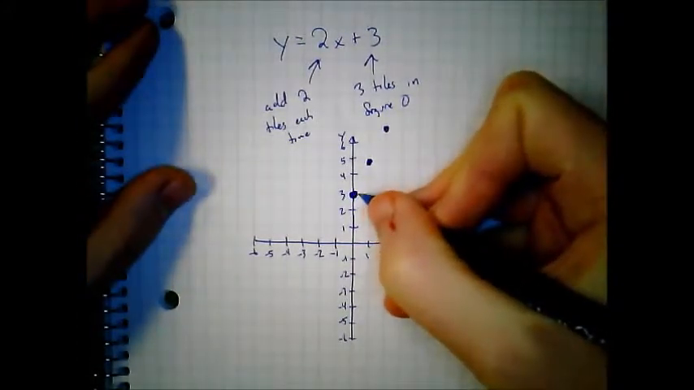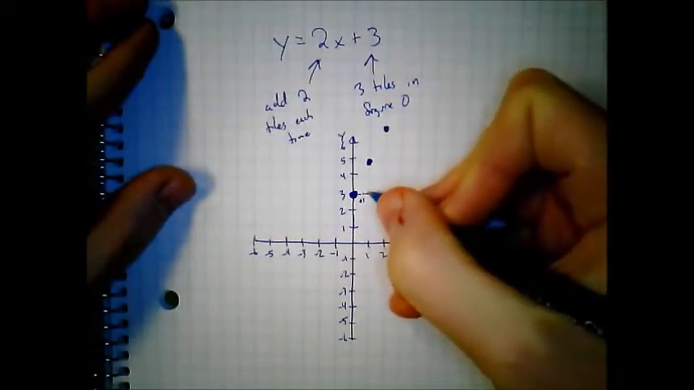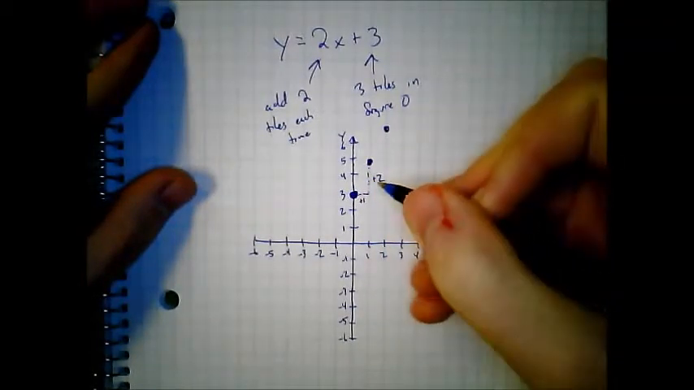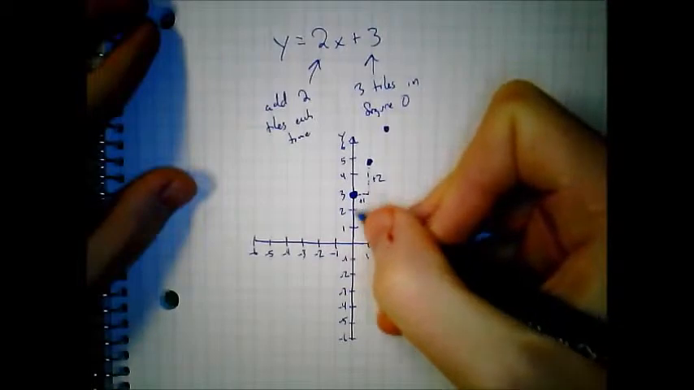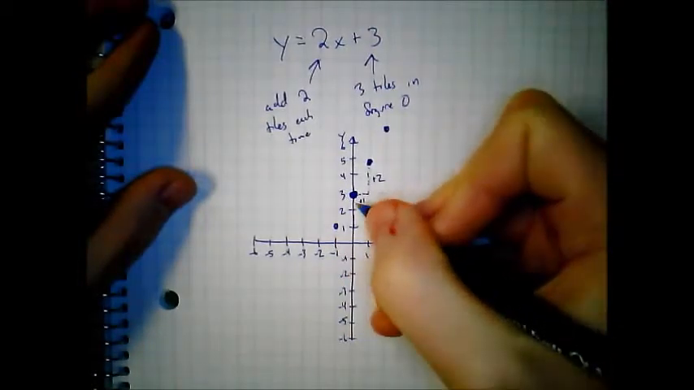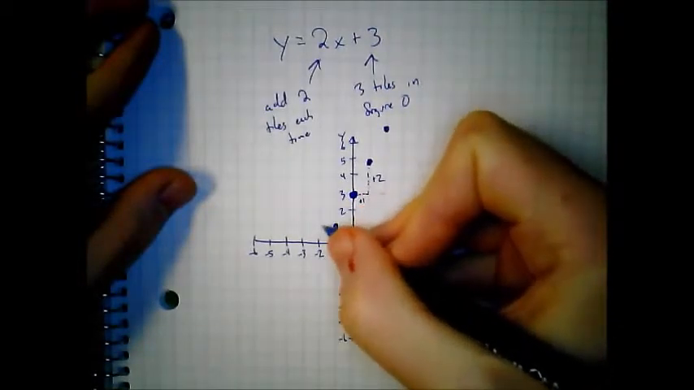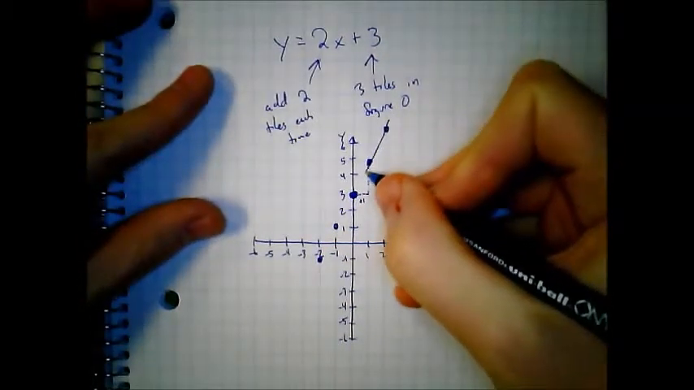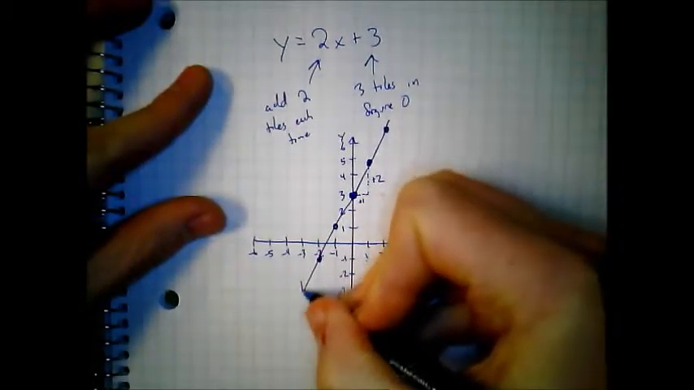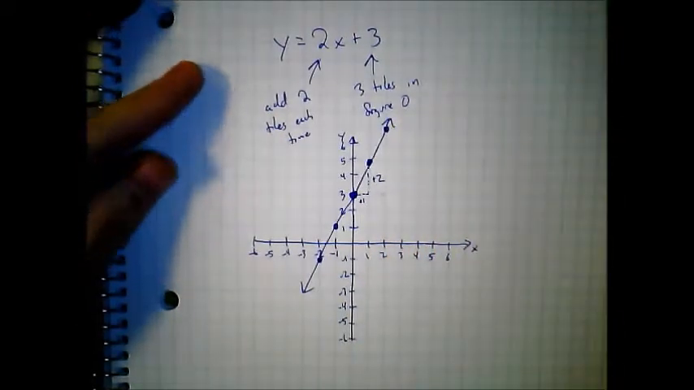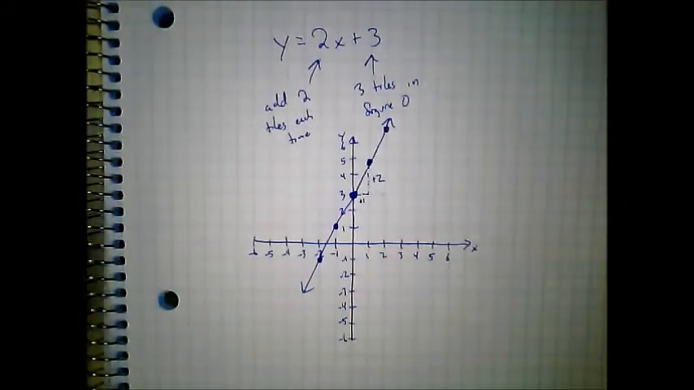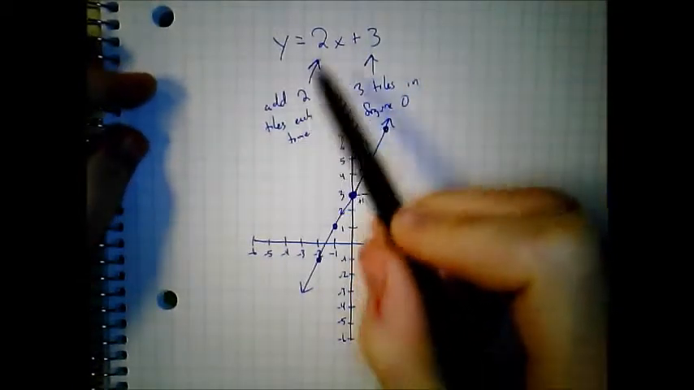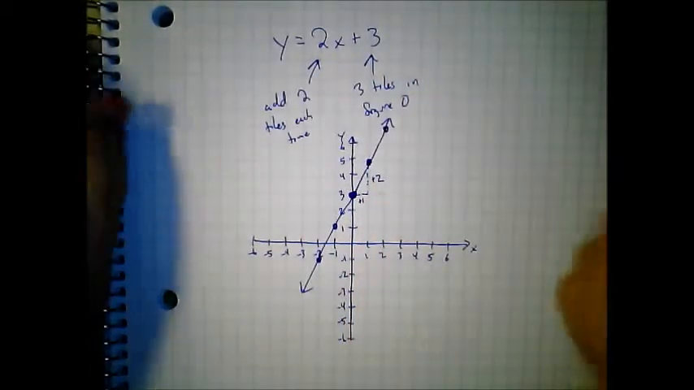So we go over from figure 0 to figure 1, we go over one figure, we add 2 tiles. And we just continue this pattern in the other direction. We go back a figure, we subtract 2 tiles. We go back a figure, we subtract 2 tiles, just following the same pattern of the line. We draw a line through it, put arrows on the ends, and we just graphed our line very quickly using our understanding of the pattern that this represents.